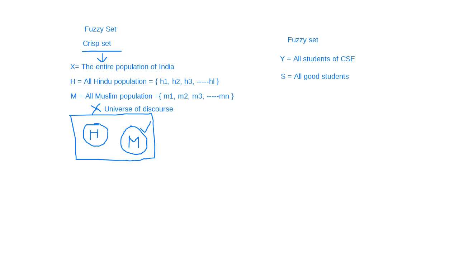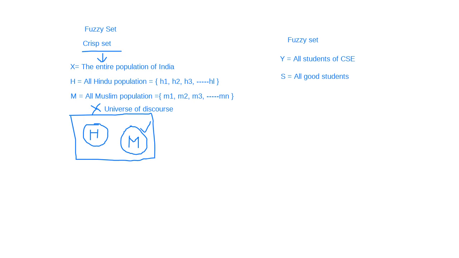So how will you describe it? S is equal to the set of pairs (x, G of x) such that x belongs to Y, right?